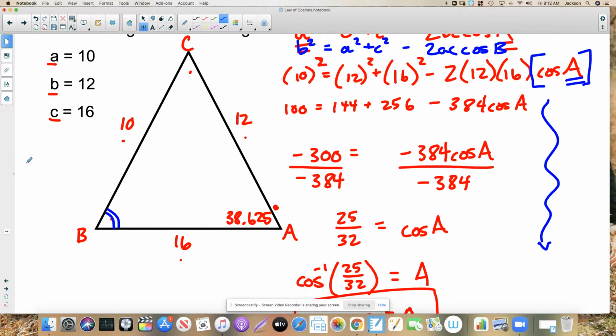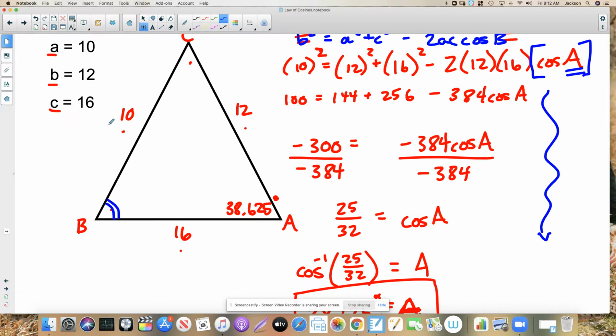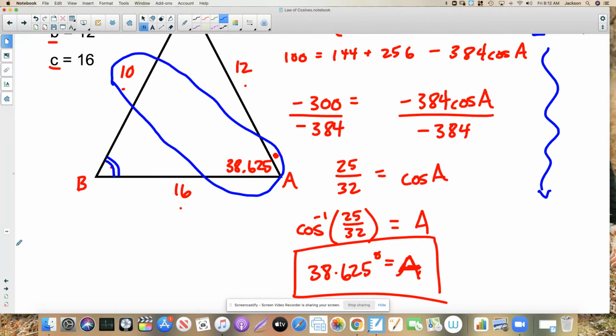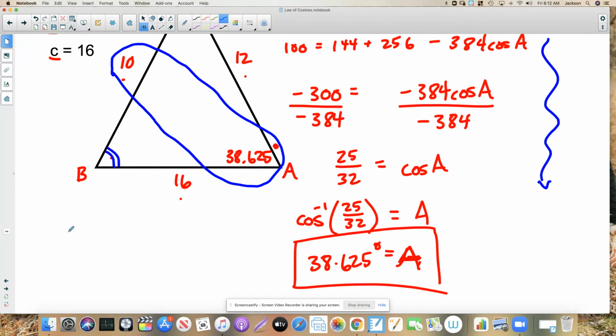and go through all of these calculations exactly how we did them here to solve for angle B. An alternative approach is, now that we know there's only one triangle that this can create, and I have a pair of opposite side and angle, I can go to the law of sines at this point. I could say 10 over the sine of 38.625 is equal to 12 over the sine of B.